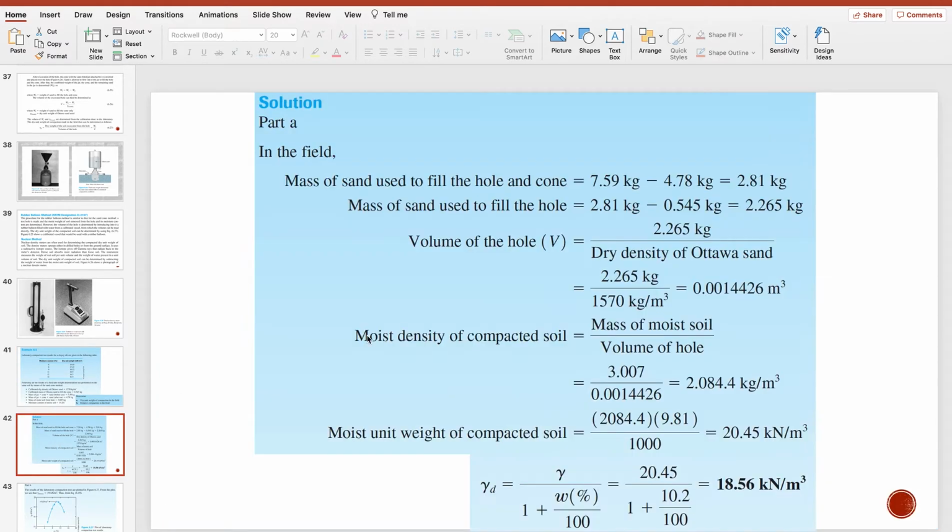1,500.70. So 2.265 kilograms divided by 1.570 kilogram per cubic meter. Kilogram will cancel out. Cubic meter, pupunta siya sa numerator. Therefore, this is the volume. Okay? So for the mass density of the compacted soil, it is equivalent to the mass of moist soil divided by the volume of the whole as whole.